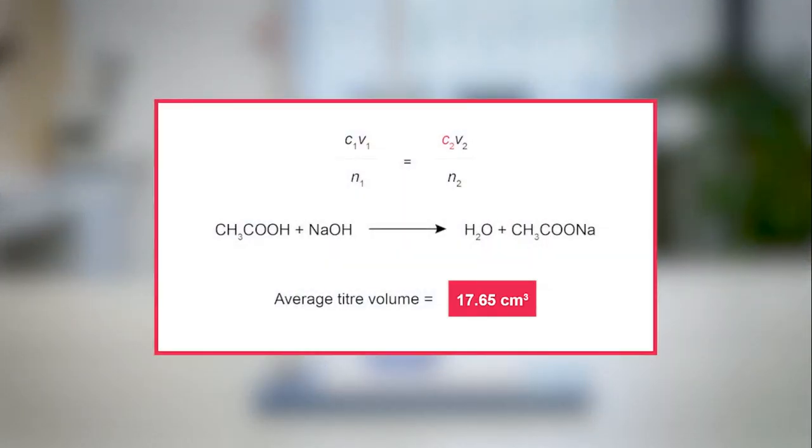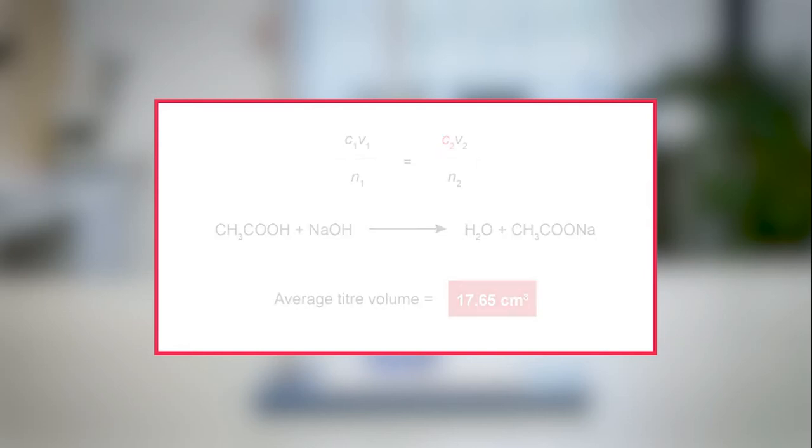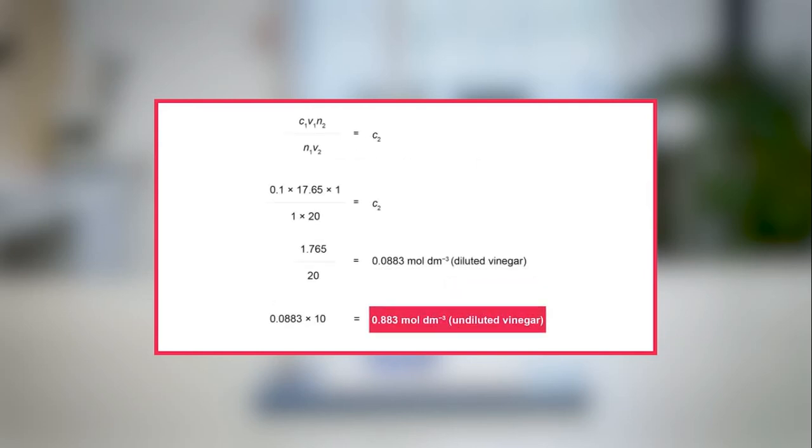The concentration of the ethanoic acid in the diluted vinegar sample, C2, is calculated from the titration formula. The balanced chemical equation provides the values for N1 and N2. V2 is the volume of the diluted vinegar solution used, and V1 is the average titer volume. The titration formula is rearranged to find C2. The original vinegar solution was diluted by 1 in 10, so the value calculated is multiplied by 10 to give the concentration in the original undiluted vinegar.